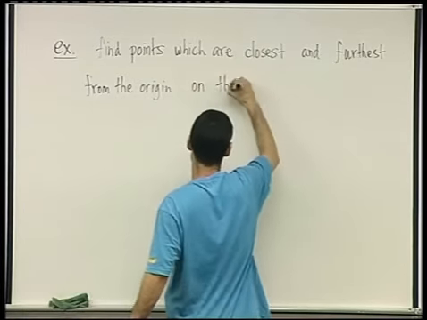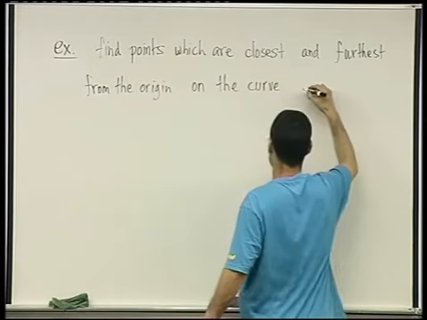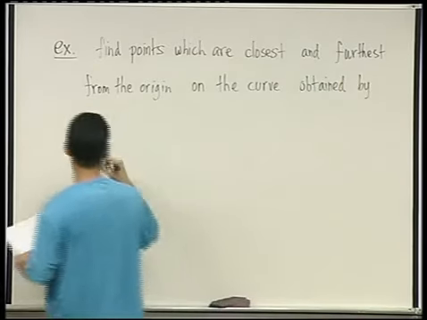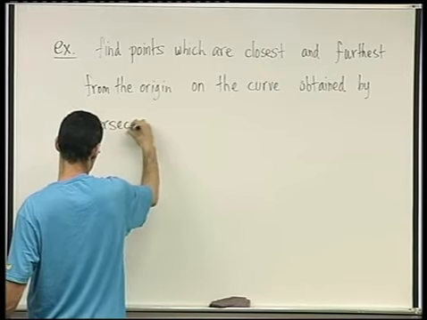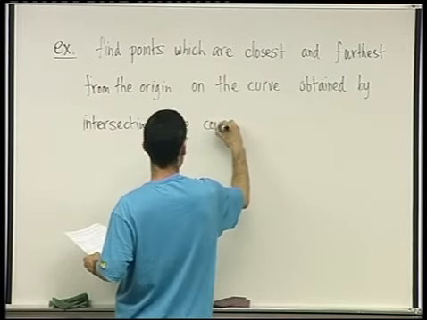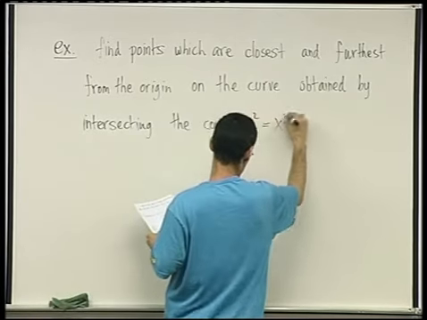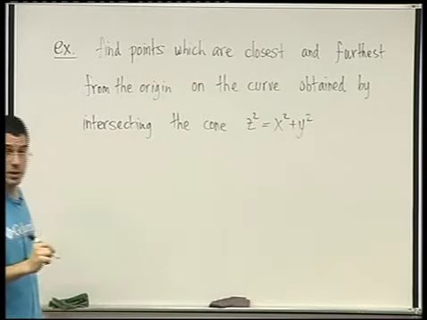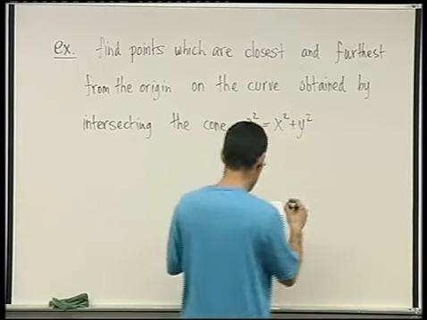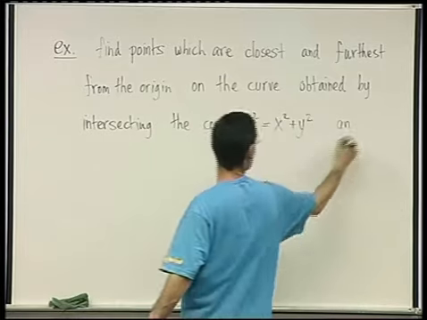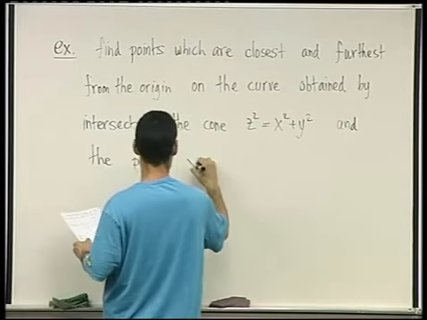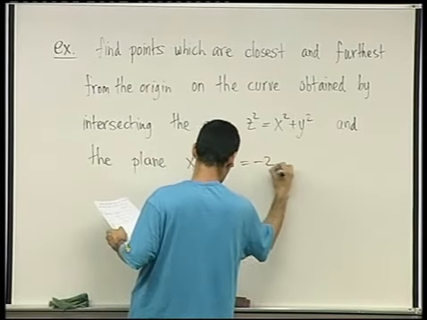On the curve obtained by intersecting the cone z squared equals x squared plus y squared, and you should recognize right away that this is the simplest circular cone centered at the origin with the z-axis, its symmetry axis, and the plane x plus y minus z equals negative 2.